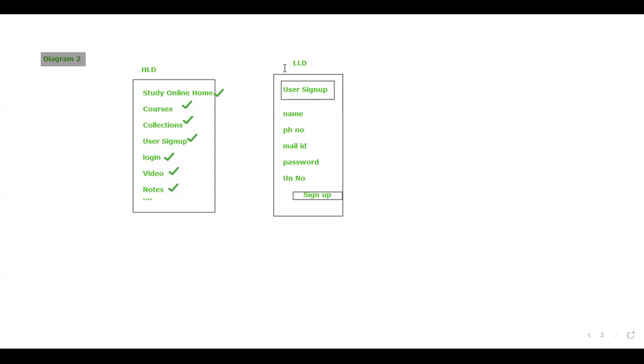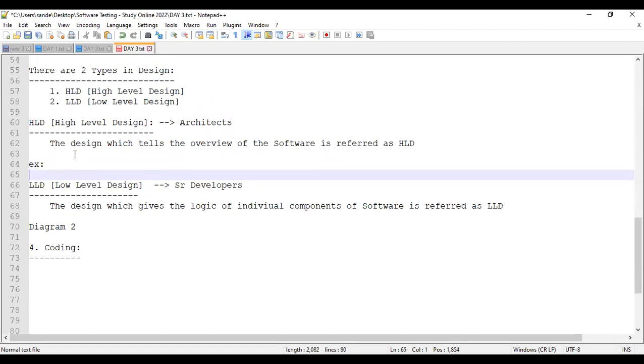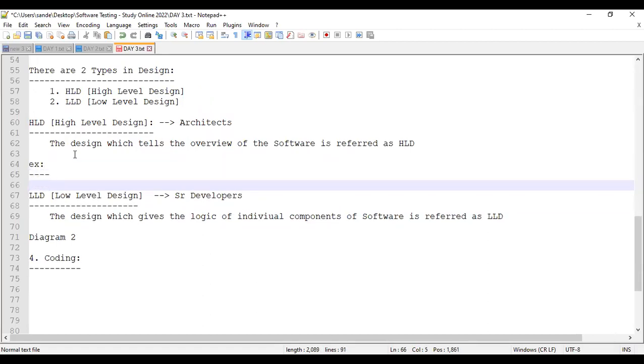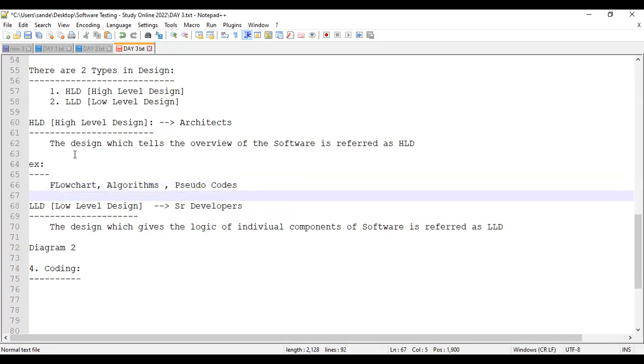Sir, how will this class diagram, UML, activity diagram, or flow chart, algorithm, pseudo code look like, sir? I will teach you. You don't worry about that. But as of now, let me just stick to the examples. Examples for high level design: the first example happens to be flow chart. We also have algorithms. Next, pseudo code. All these are best examples for high level design.